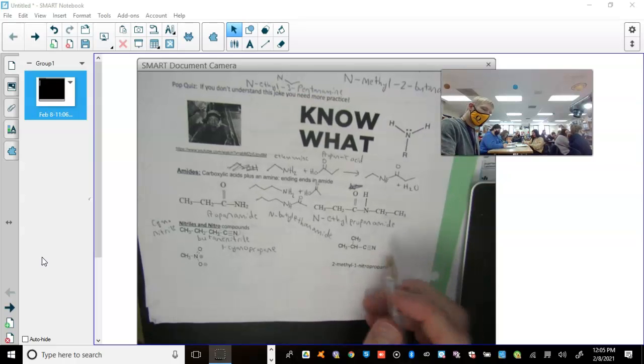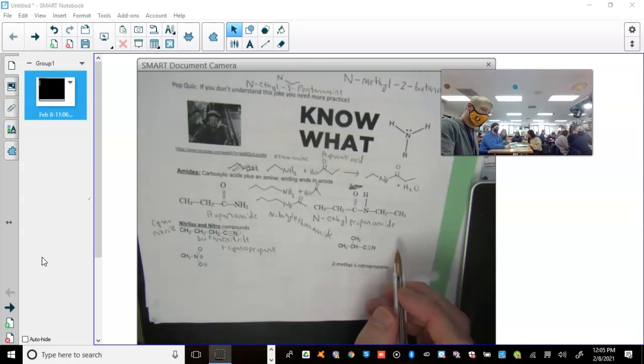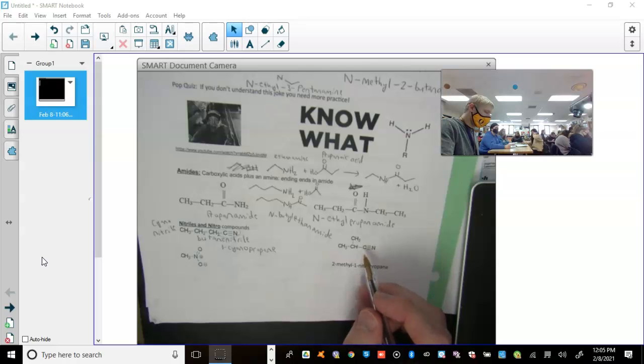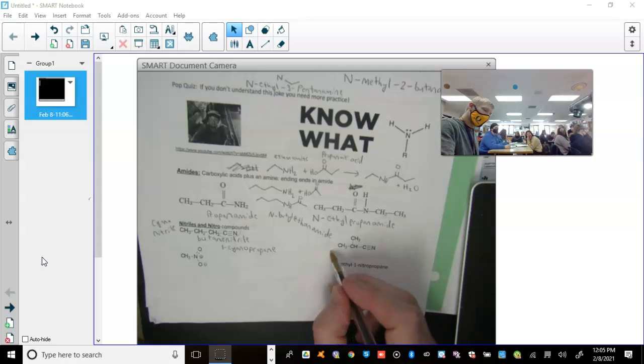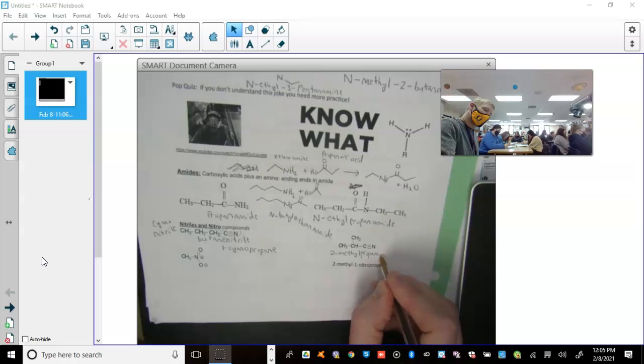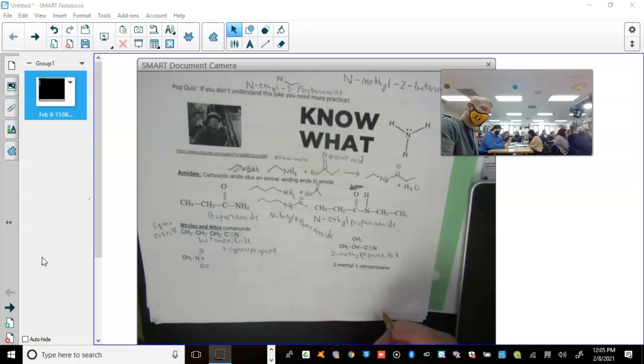So let's do another one. Here's a nitrile because we've got a cyanide, C triple bond to N. Any ideas how I would start this one? This one's tricky. You got it? Propane nitrile. Nice job. And that is probably the simpler way of naming it: 2-methylpropane nitrile.